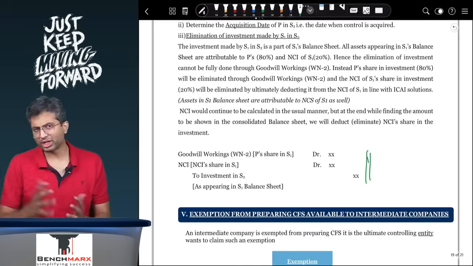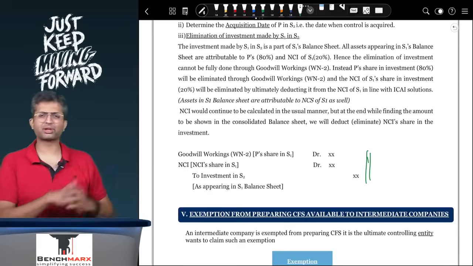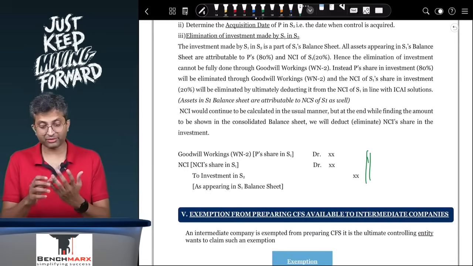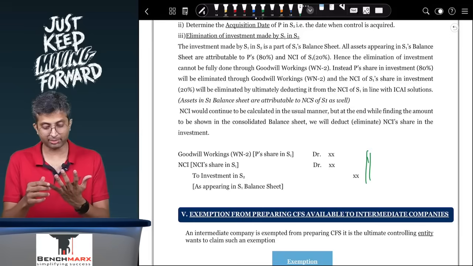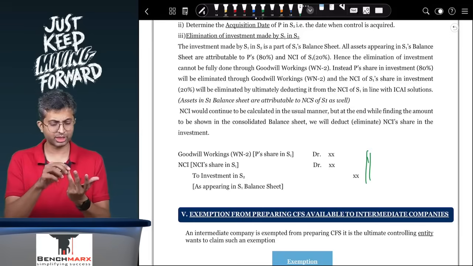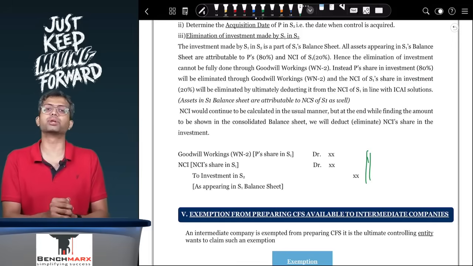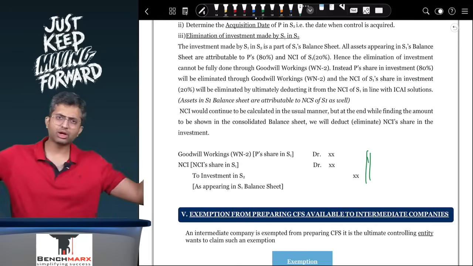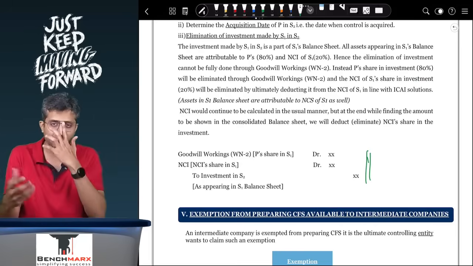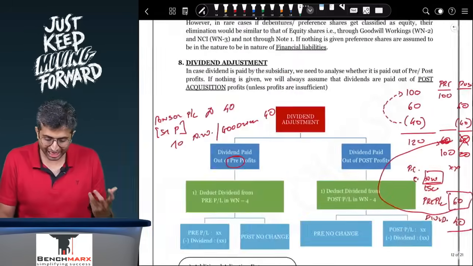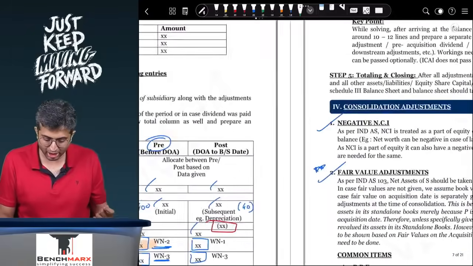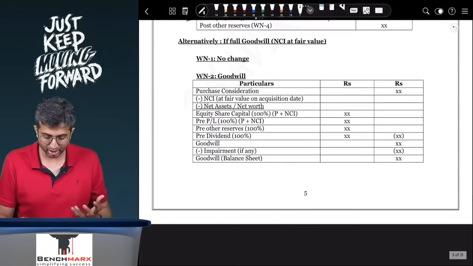Achha, there is also one more adjustment that we want to discuss, which we have kind of covered directly. So these are 5 adjustments which I would say are very important. First is fair value adjustment, second is upstream downstream inventory adjustment, third is dividend adjustment, fourth is chain holding, and fifth is NCI appearing at fair value. So your workings when NCI appears at fair value remain the same. However, your calculations can potentially change because you can't do it in the usual manner.